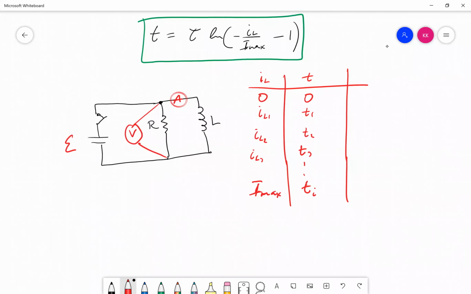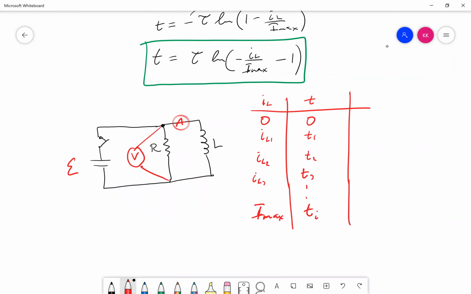Then if I use this data, I can plot it to find the inductance value. Because one of the things I can do here is this. At t equals 0, I can assume that as soon as I close the switch, the inductor has no current running through it. So in a way, I can find the maximum current. I can relate this to the EMF of the source.